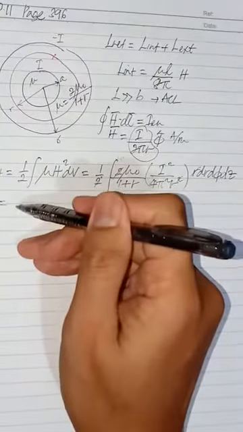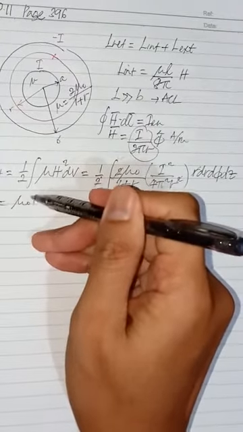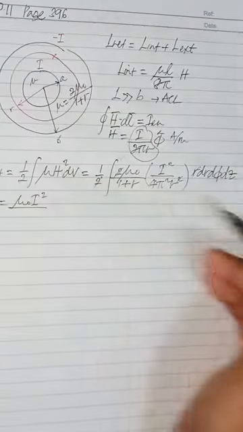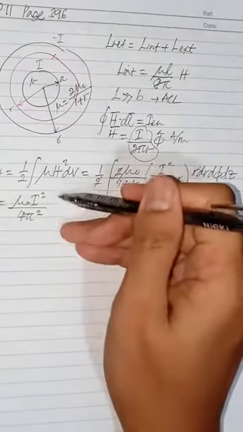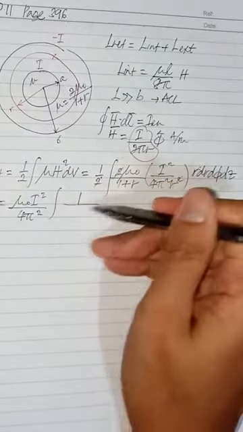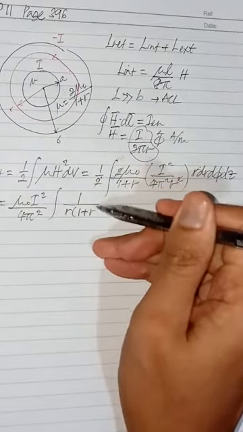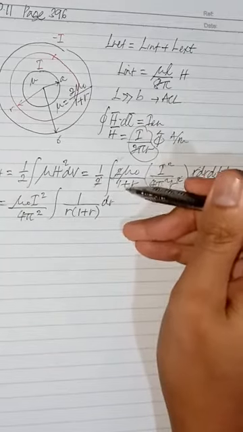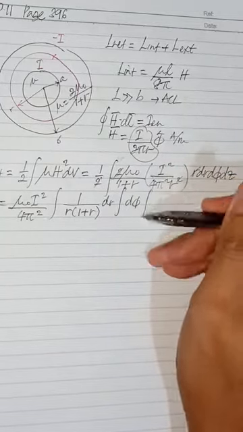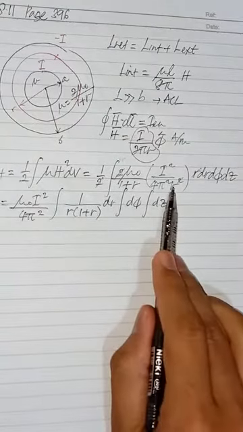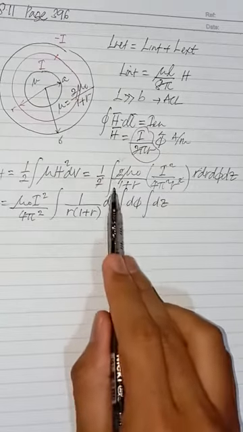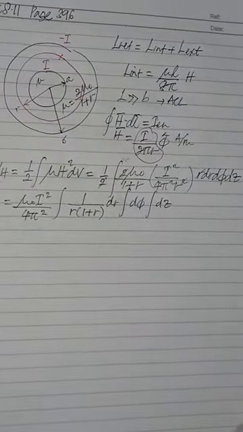Now we have here mu I squared over 4 pi squared, and then now we have 1 over r, 1 plus r dr dv dz. Okay guys, so this r comes from here, and then this 1 plus r comes from here, so just multiply them. Okay, so now let's set the limit.